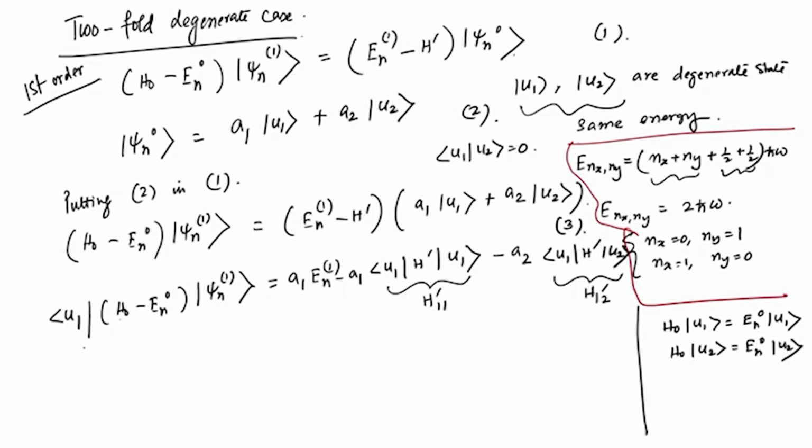So, that tells you that this term is equal to 0, because H0 acting on this bra U1 will give me En0 and the En0 will cancel with this. So, what we have is 0 equal to En1 A1, and let me also put A1 1, okay, because we are talking about the first order.